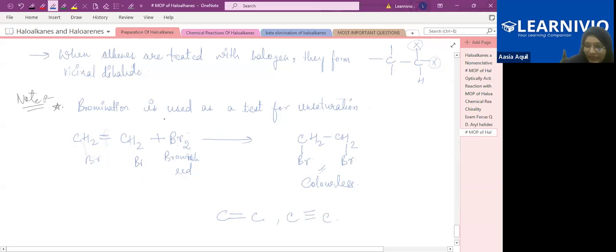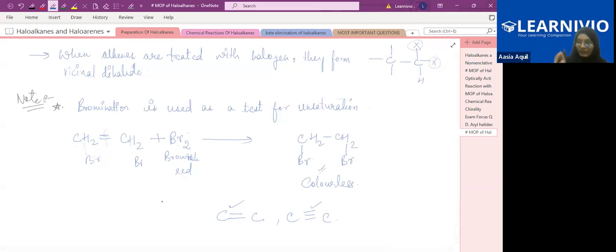So basically this test is for the alkene and alkyne. This bromination is used as a test for unsaturation. What does it do? Whenever you add the bromine into this alkene or alkyne solution, what happens due to this double bond? This brownish red color gets absorbed and it will give you a colorless molecule.